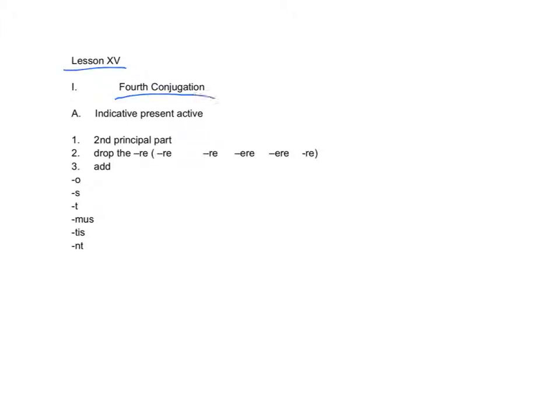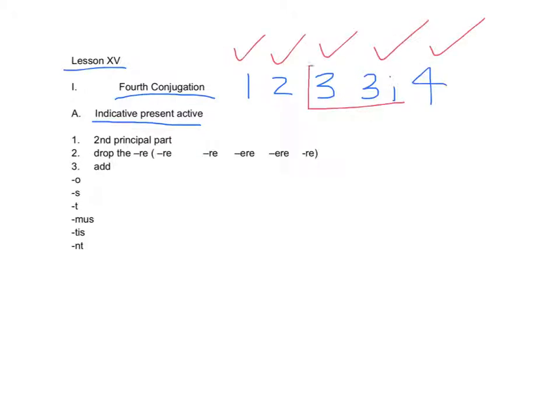It starts with the fourth conjugation. A fourth conjugation is one of 5 types of conjugation. There's the first, second, third, third I, and fourth. That's a total of 5 different conjugations because you have the strangely named third I, which your book usually refers to as third I-O. I don't like the term third I-O because you add an I in most of the conjugations of the third I conjugation, not an I-O.